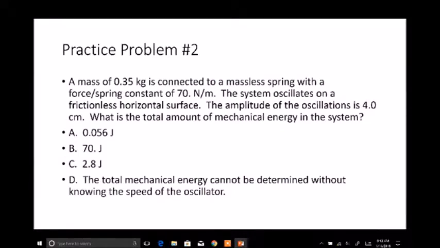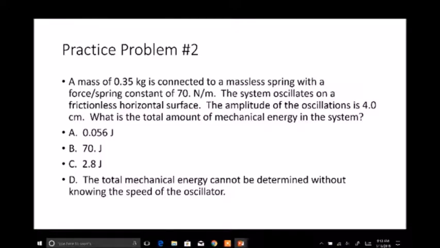All right, so now we're going to look at problem 2. A mass of 0.35 kilograms is connected to a massless spring with a spring constant of 70 newtons per meter. The system oscillates on a frictionless horizontal surface. The amplitude, and remember amplitude is the maximum displacement away from equilibrium, is 4 centimeters. What is the total amount of mechanical energy in the system?